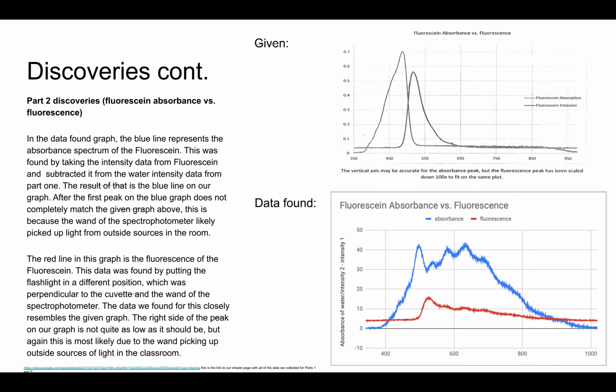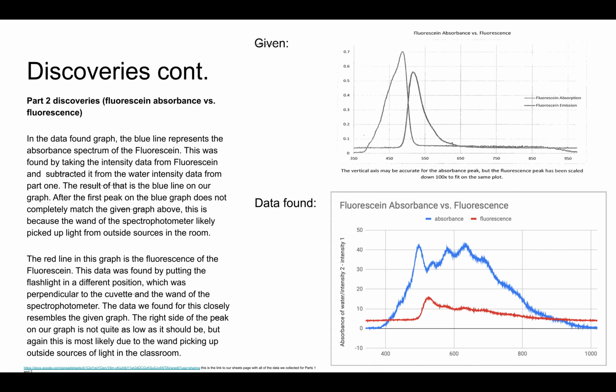For the second part, we used the data to find the graph, in which the blue line represents the absorption spectra of the fluorescein. This was found by taking the intensity data from fluorescein and subtracting it from the water intensity data from part 1. The result of that is the blue line on our graph, which after the first peak does not completely match the given graph above. This is because the wand of the spectrophotometer likely picked up the light from the outside source in the room.